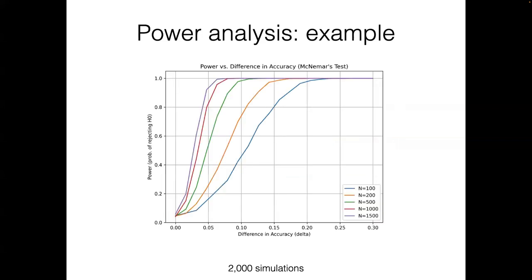Okay, and then here's just another one, and it's showing the power here on the y-axis. And you can see that if you have a difference in accuracy of like 0.1, then the power will increase if you have more data points. And so in general, if you want to show a larger difference, then you're going to need more data for it to be significant.